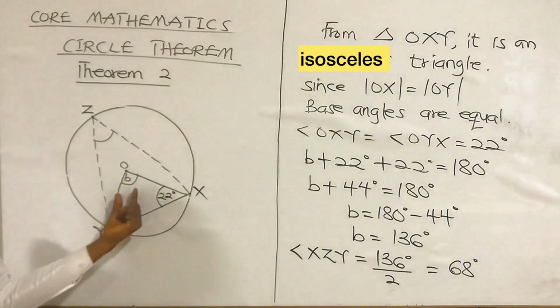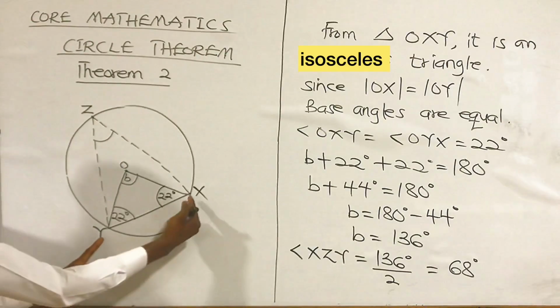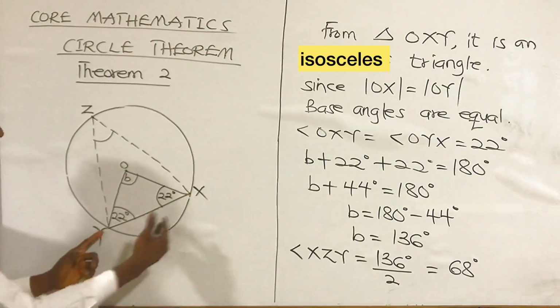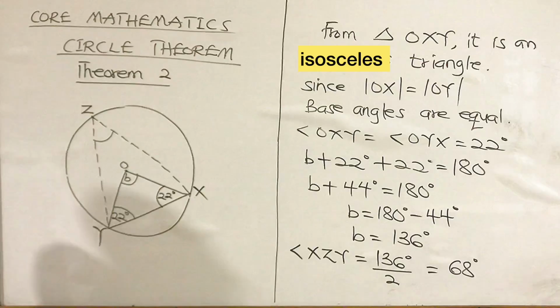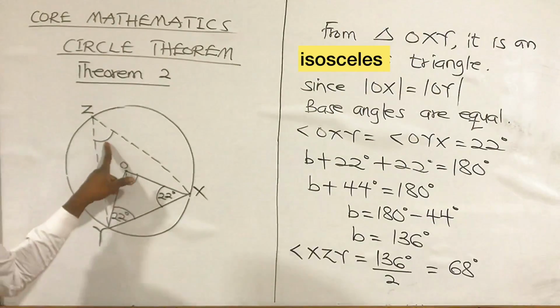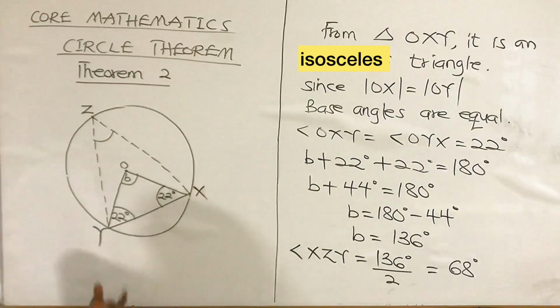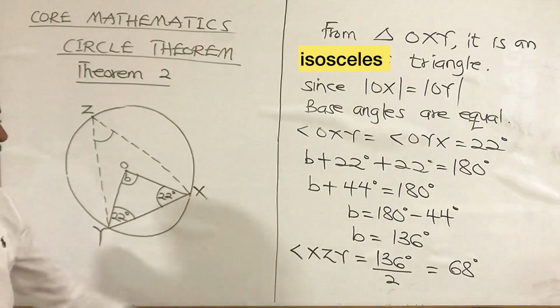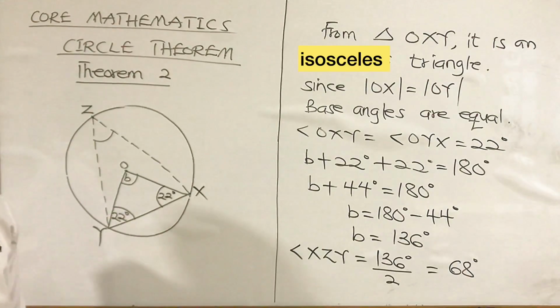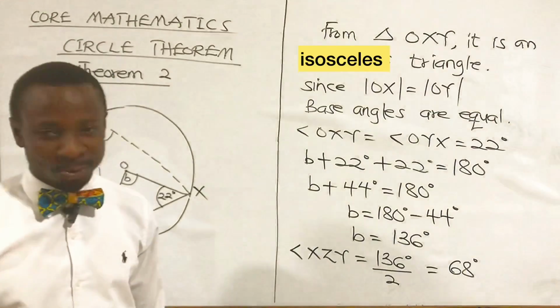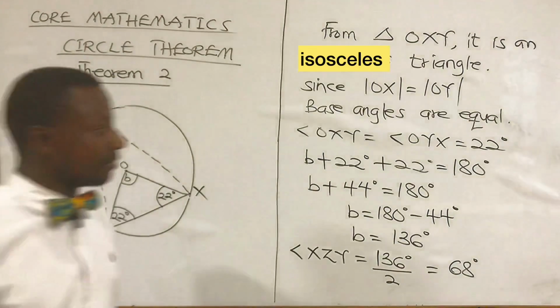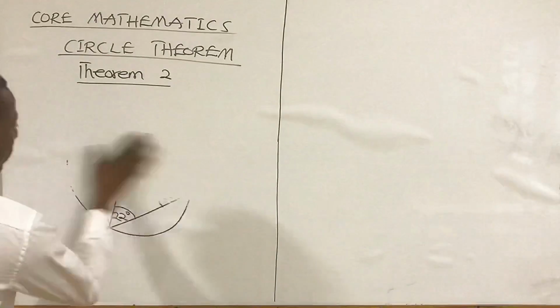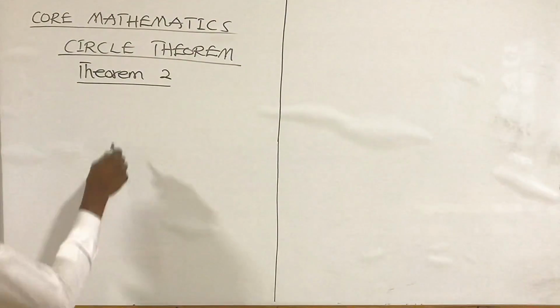The reason is that the angle subtended by chord XY at the center is twice the angle subtended by the same chord XY at the circumference of the circle. So can you do a recap? And the reason was given in the previous video. So this will be the final answer. Now let's look at theorem 2.